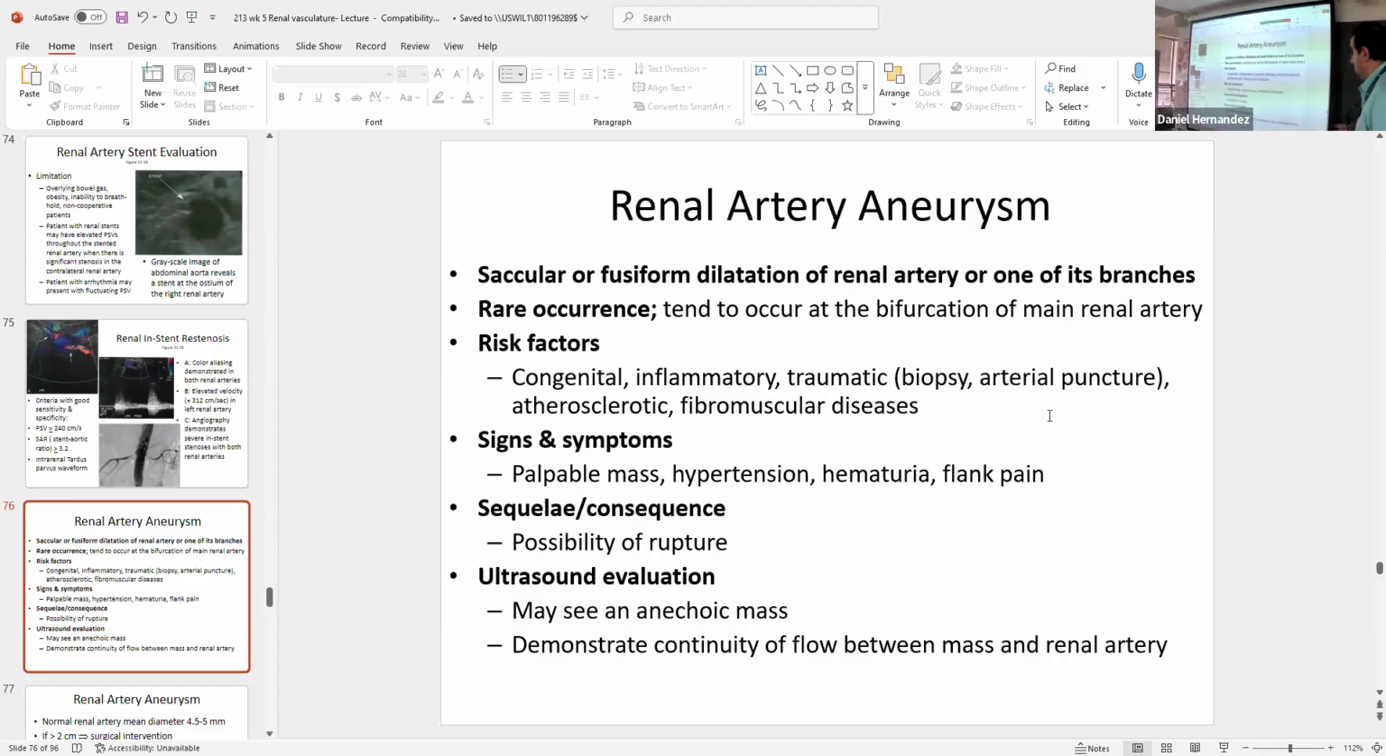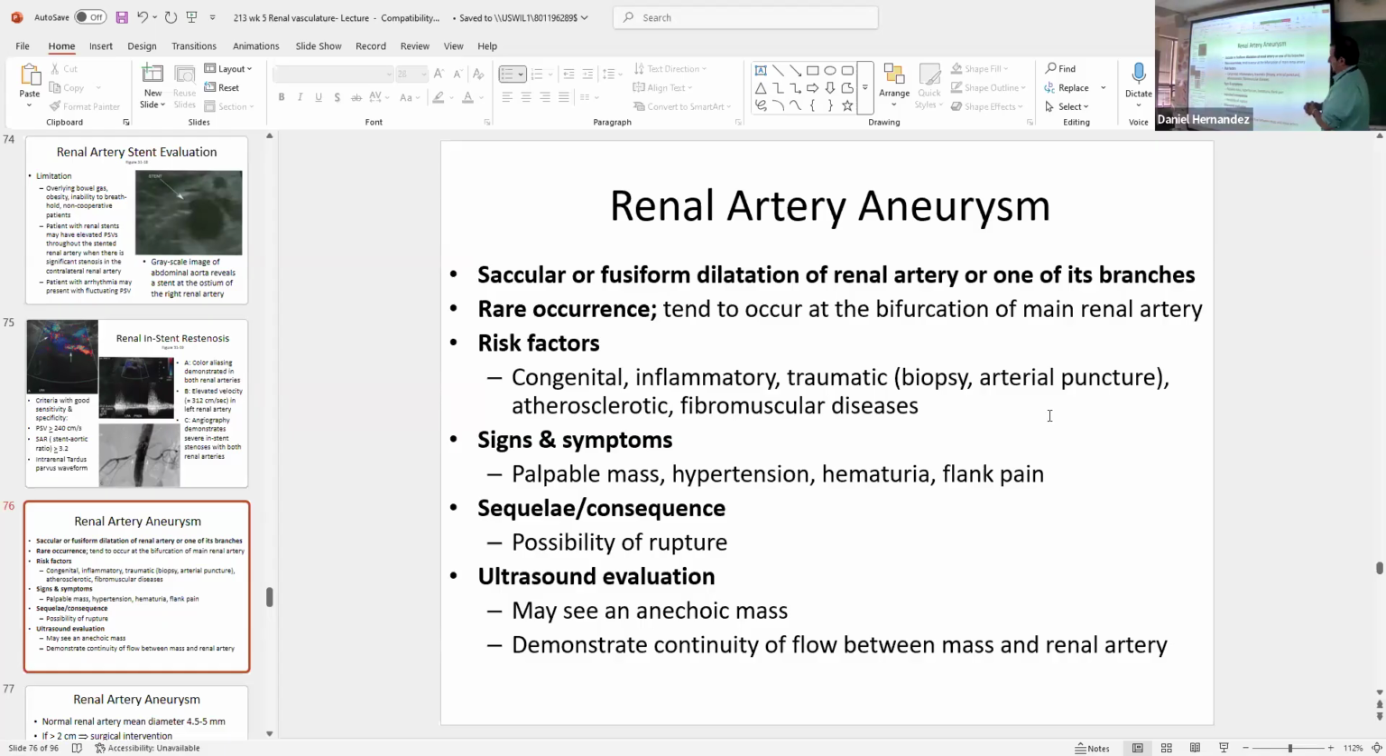Some patients could have congenital malformations that cause an aneurysm, inflammatory issues. There could be trauma, so it could be status post maybe a kidney biopsy or arterial puncture. Atherosclerosis, again, weakens the integrity of the vessel walls, could lead to them becoming aneurysmal, as well as fibromuscular dysplasia. So when we get those areas of narrowing, those stenotic lesions, and then the dilatation after it, could lead to that vessel becoming aneurysmal.